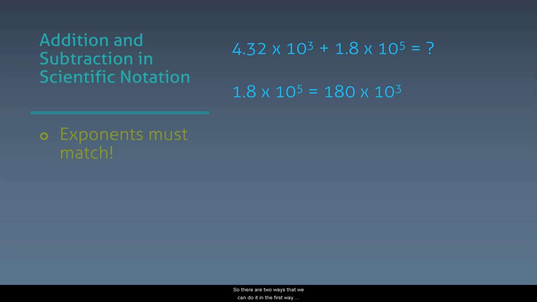In the first way, we can convert our 1.8 times 10 to the 5th to 180 times 10 to the 3rd. So since we went from 10 to the 5th to 10 to the 3rd, okay, that is a difference of 2, right? 5 minus 3 equals 2. And so we have our 1.8. We're moving that decimal 2 places so that we now have an exponent of a 3rd.